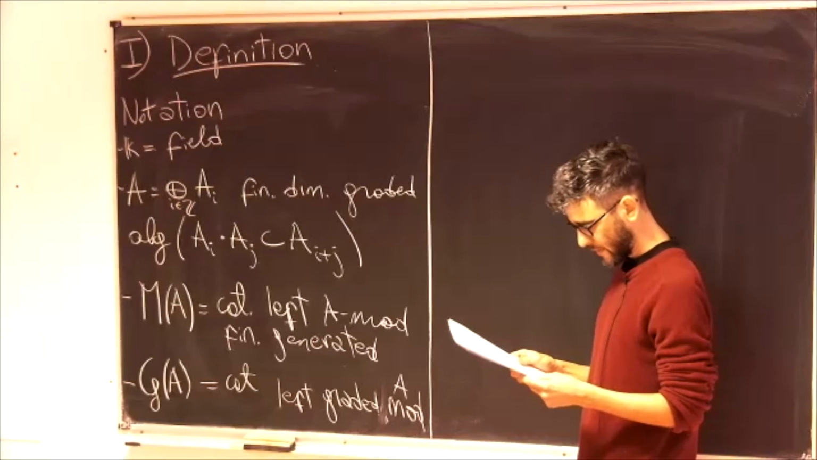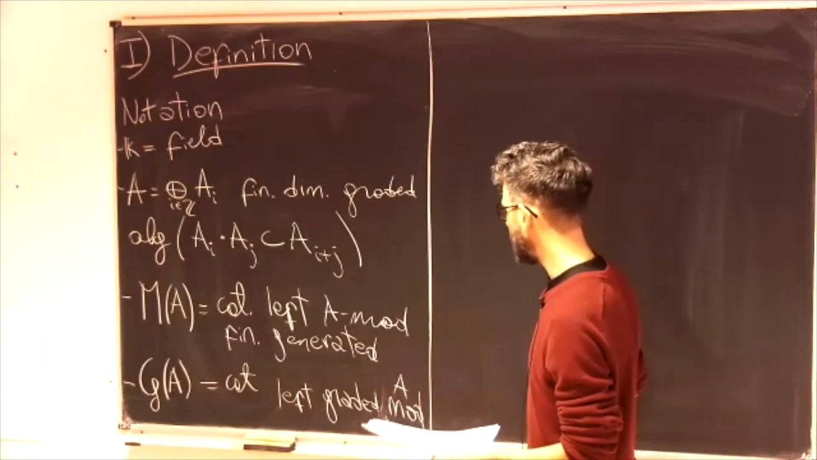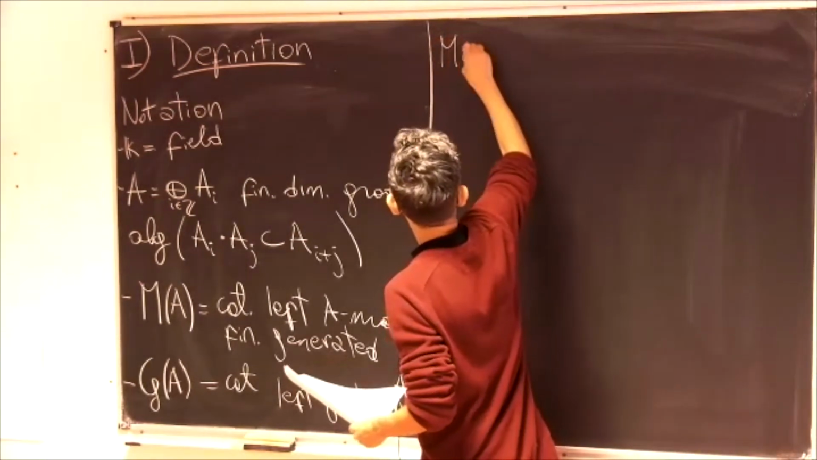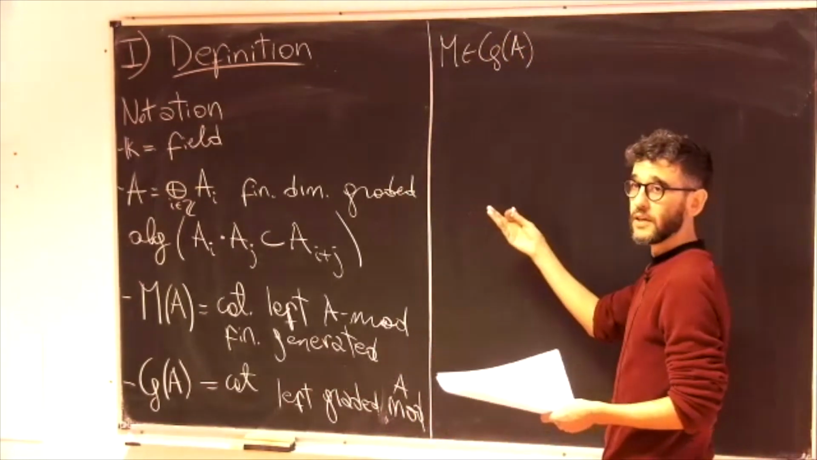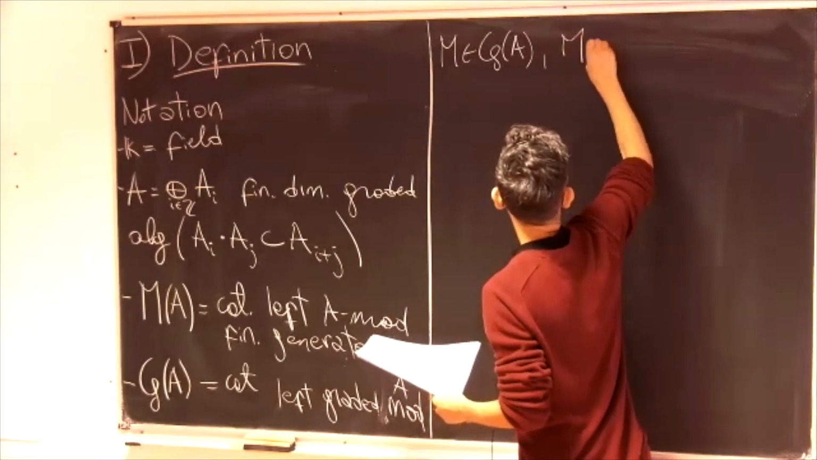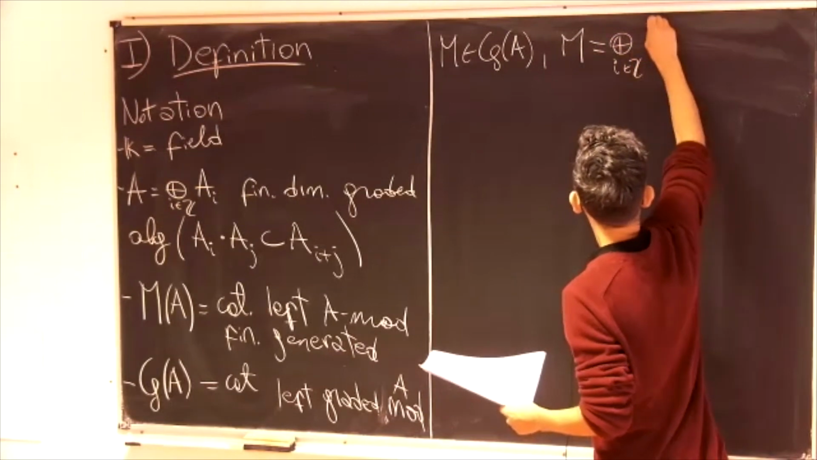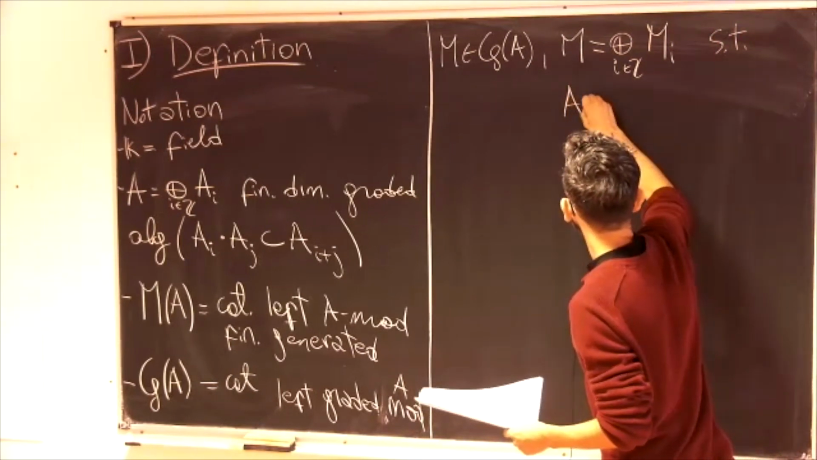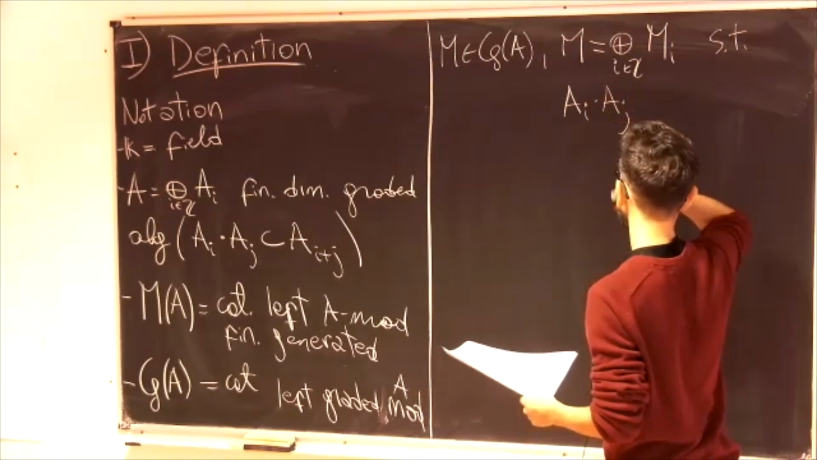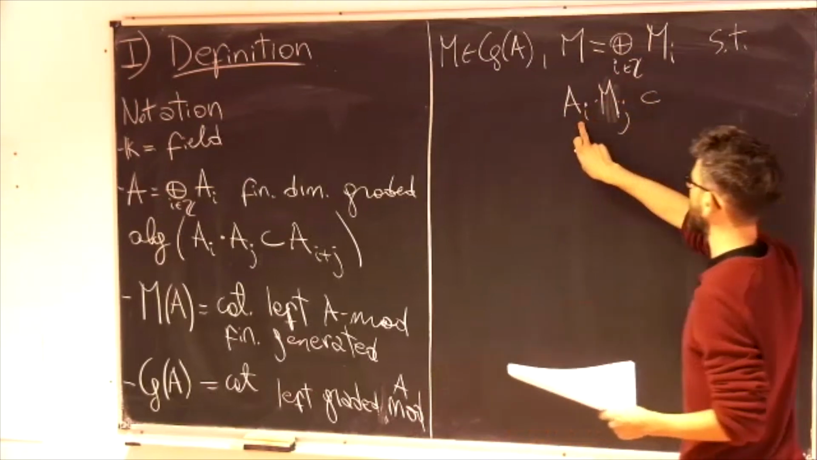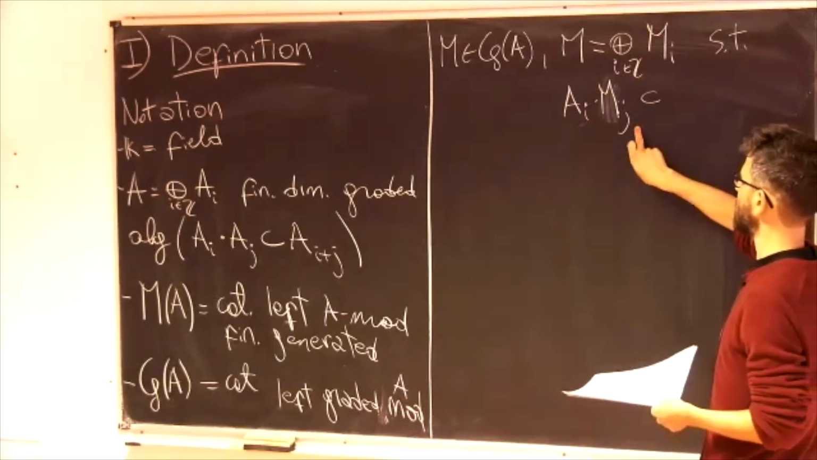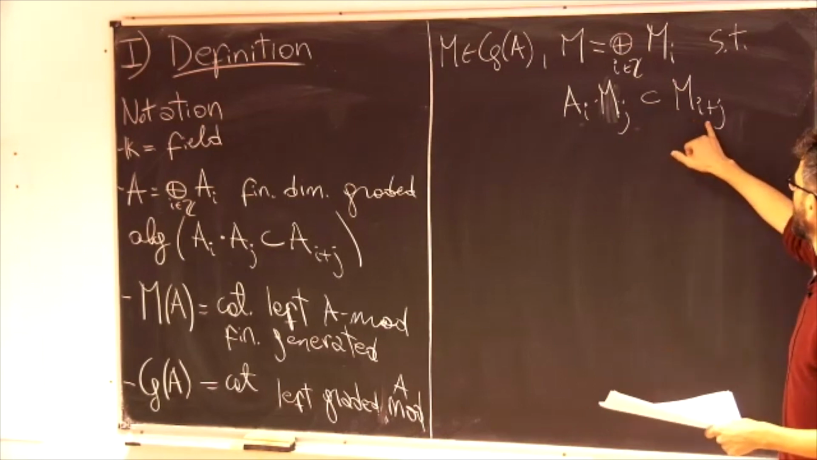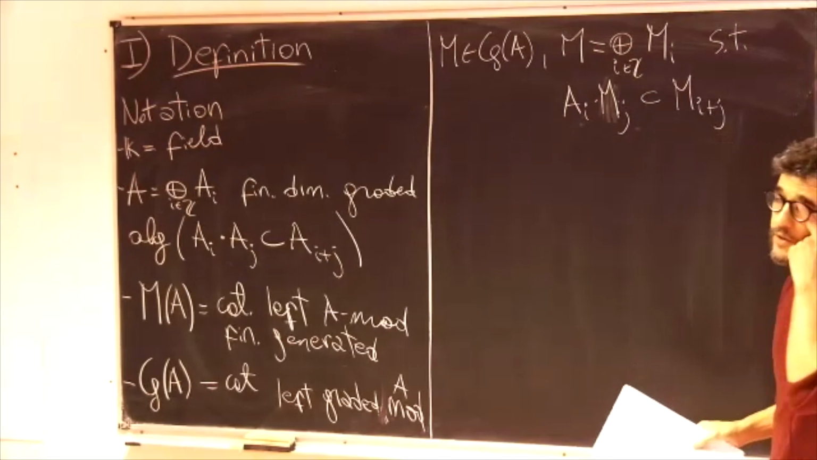Sometimes I recall what it means that a module is graded. It means that M is in the category of graded modules: it is a left module over A, but it also admits a direct sum decomposition such that if you multiply the component of degree i of A with the component of degree j of M, the result is contained in the component of degree i plus j. The subindex indicates the degree of the component of the direct sum.